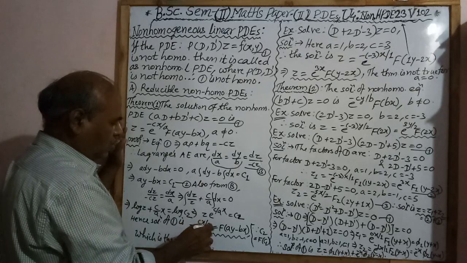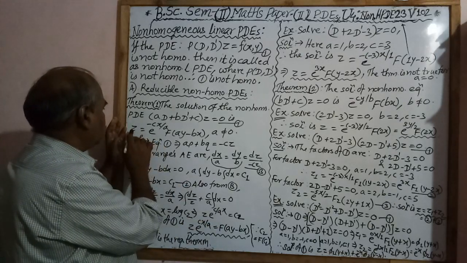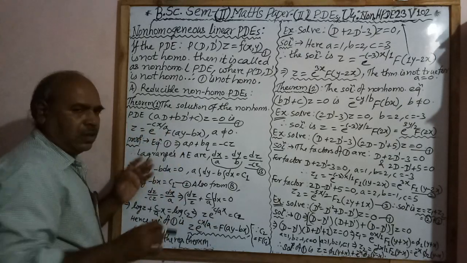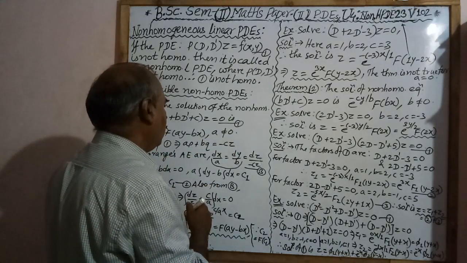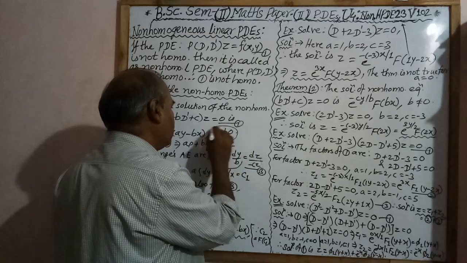Taking e^(Cx/A) to the right hand side, we obtain the solution z = e^(-Cx/A) f(Ay - Bx), where A is not equal to 0. That is the condition: A is not equal to 0 for this.